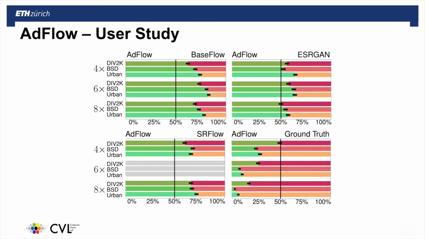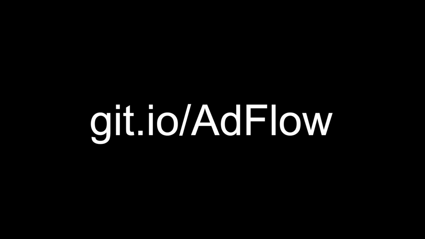Our results were verified by a large user study. Here are a subset of them. We compared AdFlow with BaseFlow, which is the same architecture but with neglected discriminator loss. AdFlow versus the popular ESRGAN, AdFlow versus SRFlow, which has some architectural changes. The code will be available on git.io/AdFlow as well as the trained models.